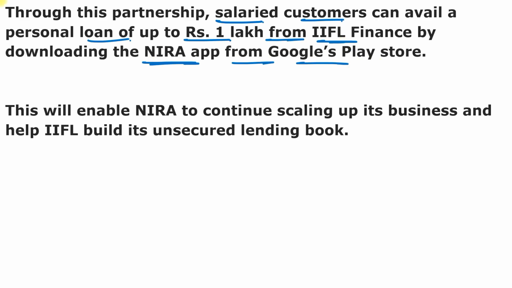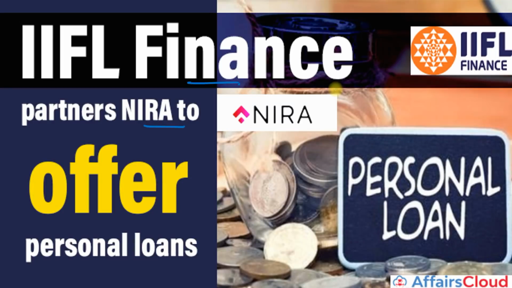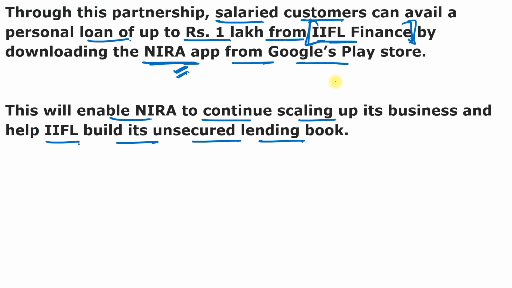It means all the technology, all the financial assistance will be provided by IIFL Finance, but the platform will be provided by NIRA. It means digital connectivity will be provided by NIRA, and the finance and credit will be provided by IIFL Finance. And this will enable NIRA to continue scaling up its business and help IIFL build its unsecured lending book. So main aim is to provide credit to largely unbanked and underbanked borrowers, under the small entrepreneurs, through technology. So remember, it will be provided through NIRA application, but the finance will be provided by IIFL Finance. And you can also remember this NIRA. NIRA is a consumer finance business platform operating pan-India, offering loans to borrowers with incomes as low as 10,000 rupees per month. And its headquarters is in Bengaluru, and co-founder and CEO is Rohit Sen.